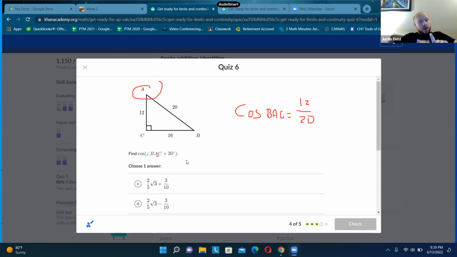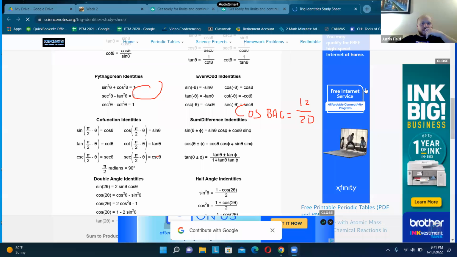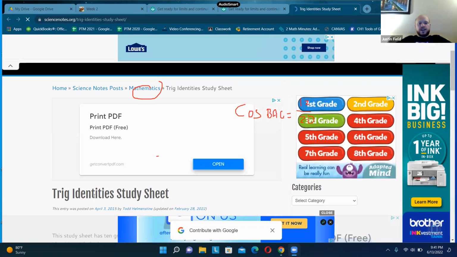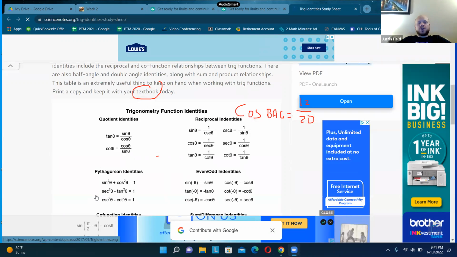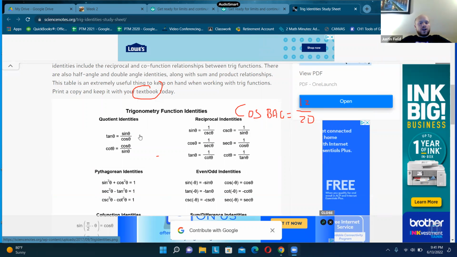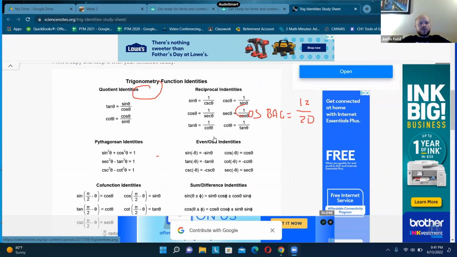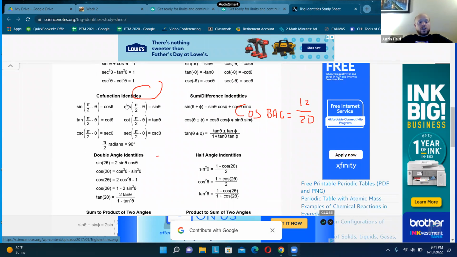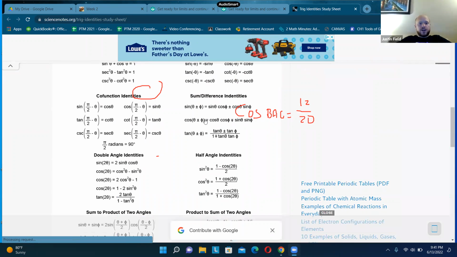All right, I'm going to pause the video because I do not have my sum and difference formulas memorized. I'll be right back. All right, I have found the trig identity study sheet. I'm sure you have. We got our quotient, reciprocal, even, odd, Pythagorean identities, co-function identities, sum and difference.